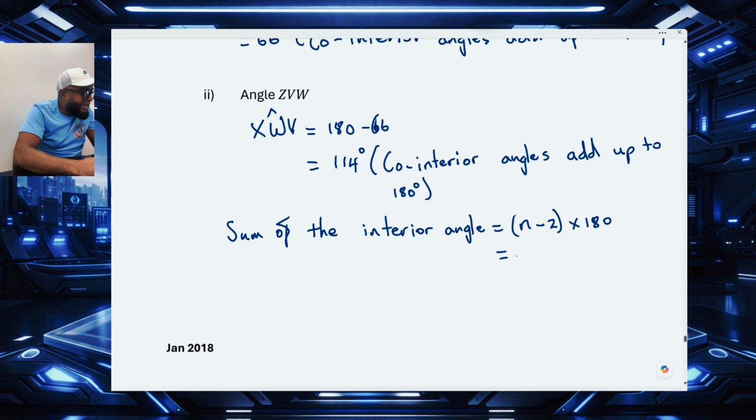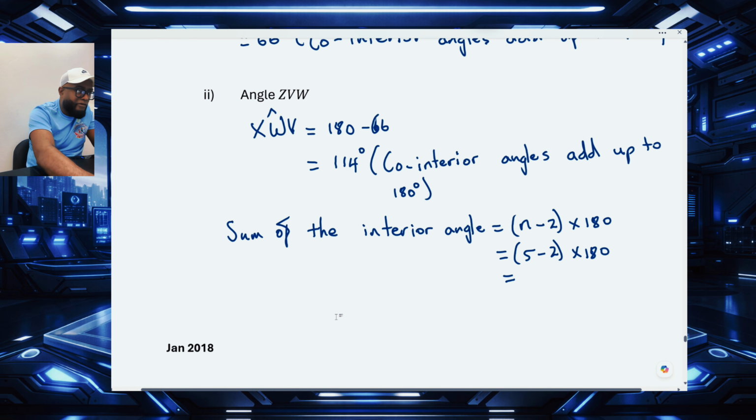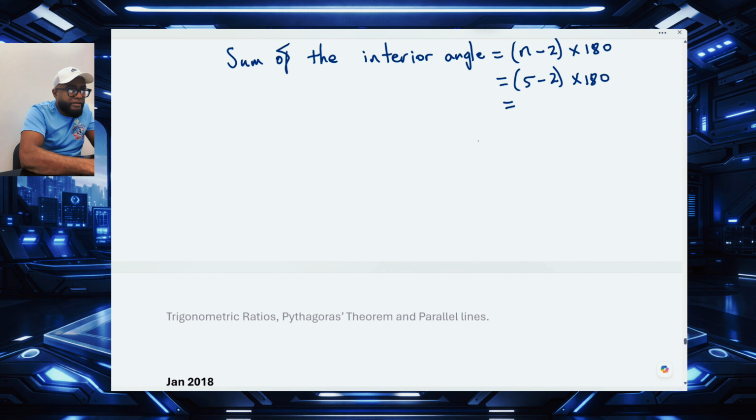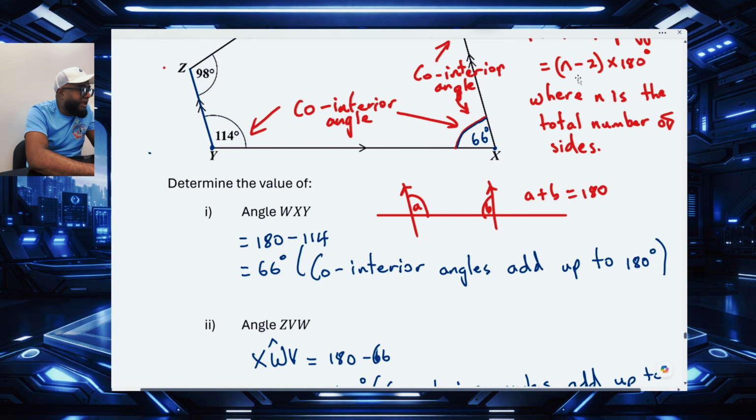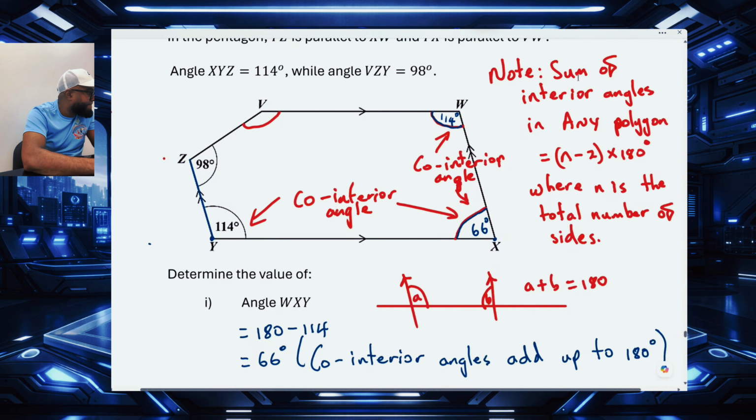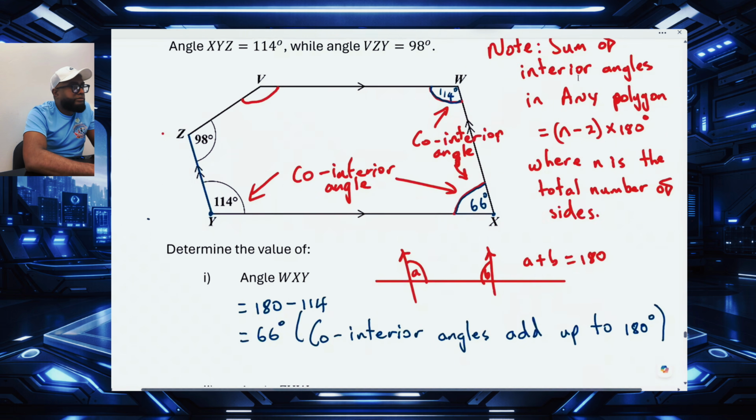So n in this case was 5, minus 2, multiplied by 180. What is the sum of the interior angles? 540 degrees. But how many angles are we missing up here? One more angle to find. So if all the angles add up to 540, how do we find the missing angle? Add up the angles you have and subtract that from the total, which is 540.